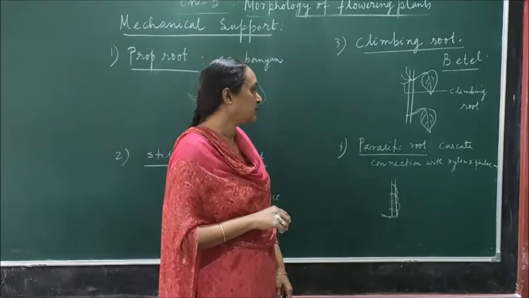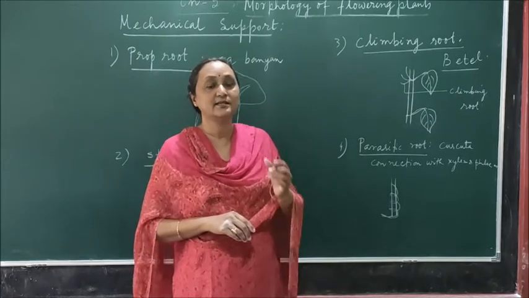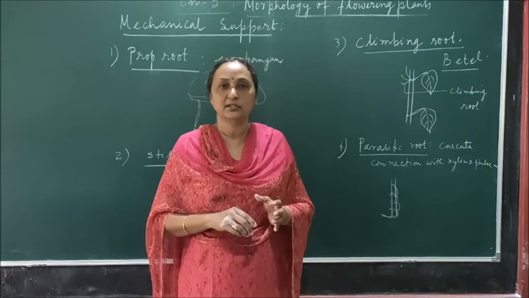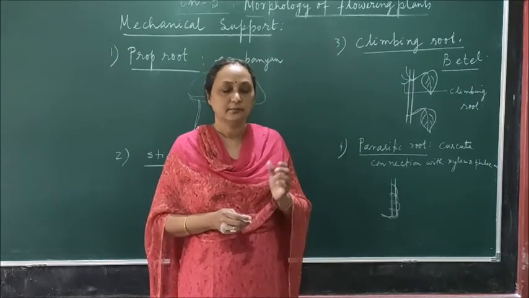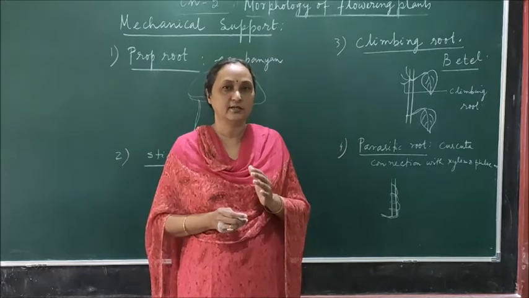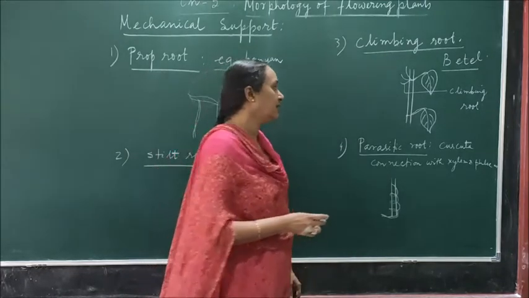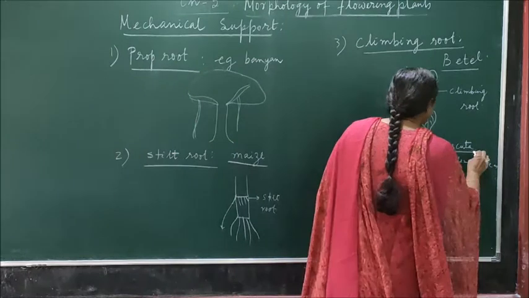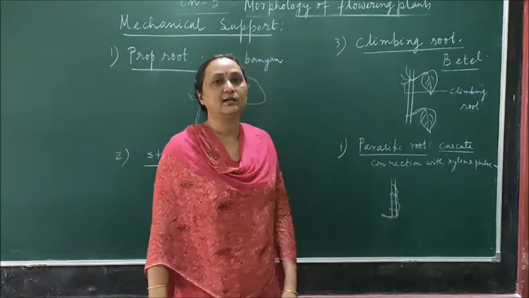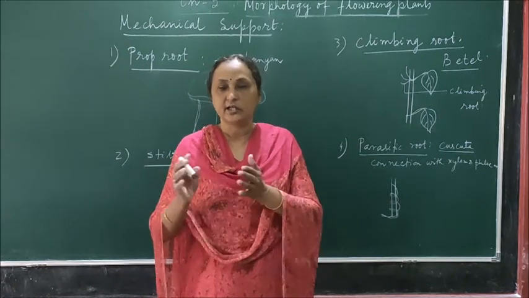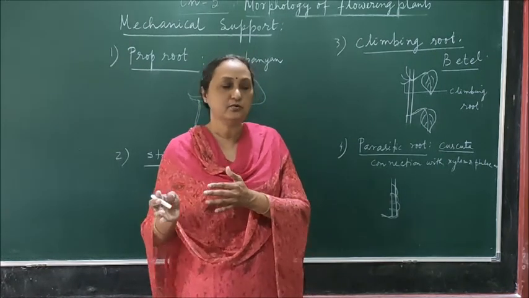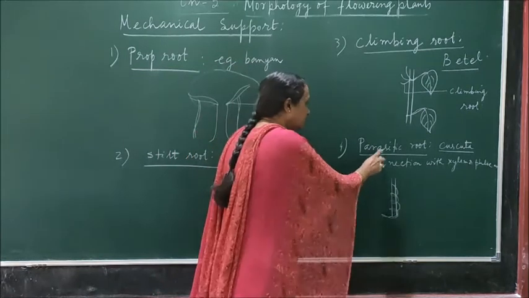Then the parasitic roots. These are found in parasitic plants, because normally plants are green and autotrophic. You can find there are a few parasitic plants. For example, Cuscuta. Cuscuta is a non-green plant. It is yellow in color, and because it is a parasite, it depends on the host plant for getting food. So you can find the parasitic roots.